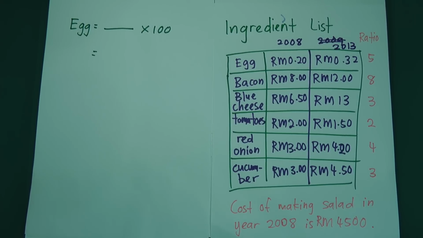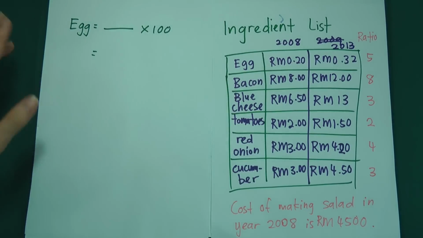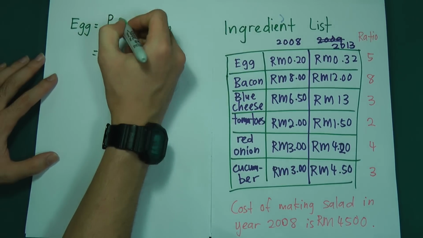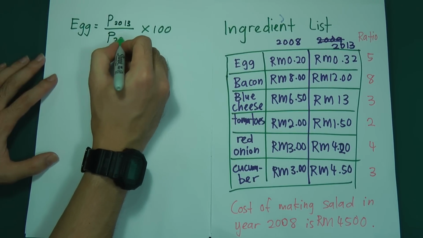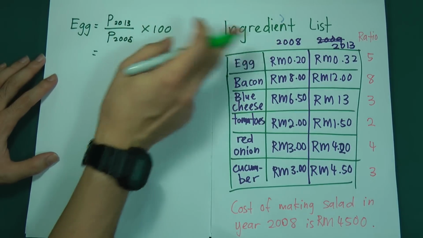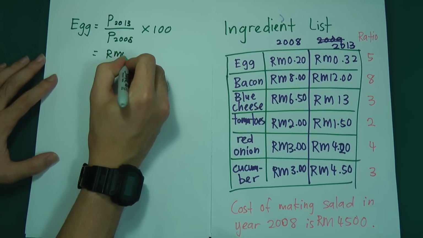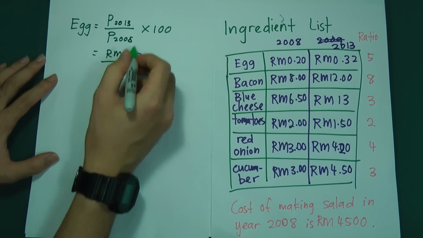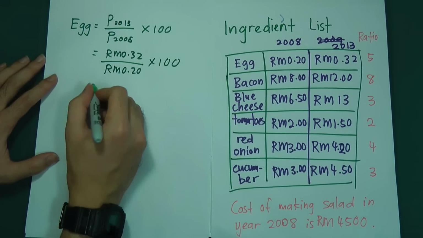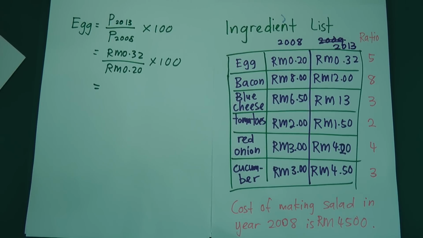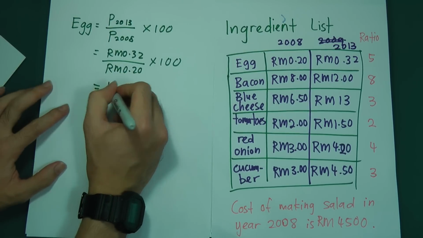We don't bother about the formula first. Now we got price for egg in 2013, compared to the price for 2008. We know price for egg in 2013 is 32 cents, and price for 2008 is 20 cents. Multiply 100, then we can get the percent by pressing the calculator. So we simply press 0.32 divided by 0.2 and then multiply 100. We'll get 160.